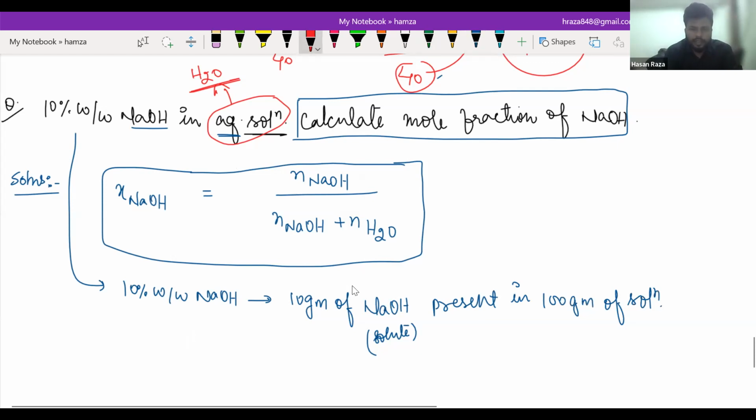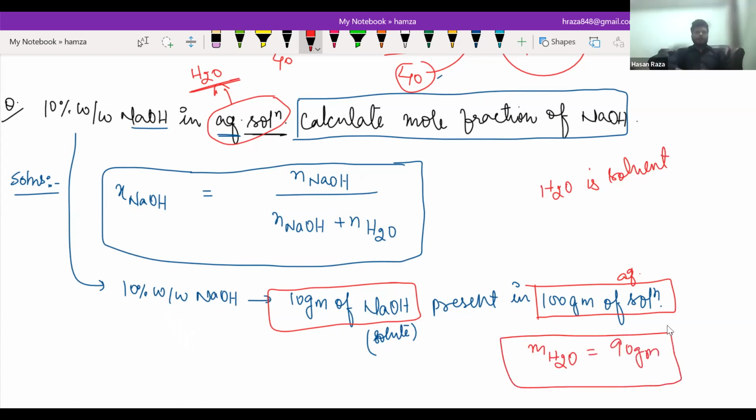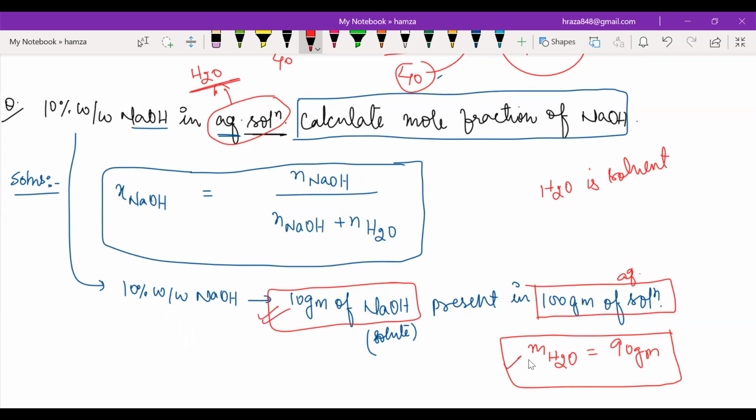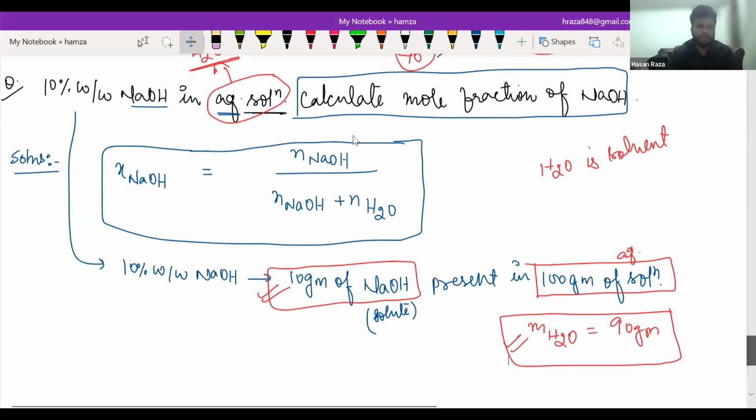Now you can see NaOH has a mass of 10 gram and the solution has a mass of 100 gram. Since it is an aqueous solution, water H2O is the solvent. So the mass of solvent, that means H2O, will be equal to 90 gram or not? Yes, sir. Mass of water is 90 gram. You already calculated it. So now the number of moles of NaOH we need to calculate.